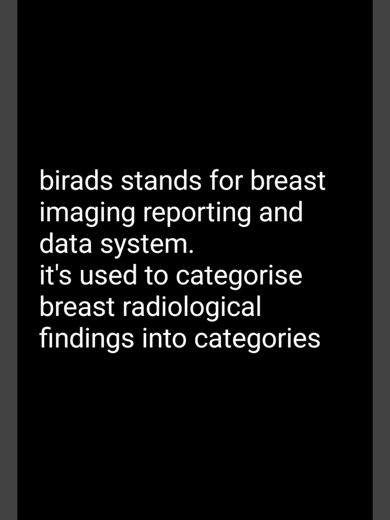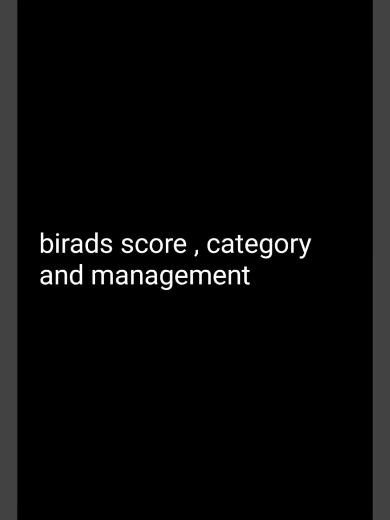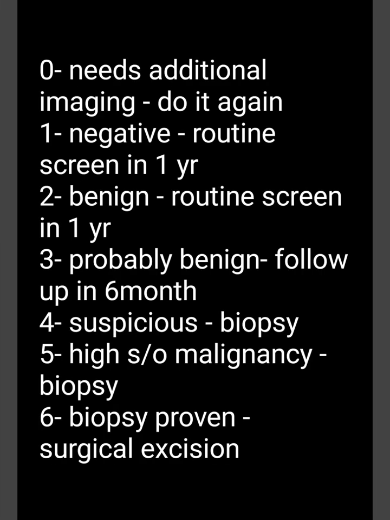What is BIRADS? BIRADS stands for Breast Imaging Reporting and Data System. It's used to categorize breast radiological findings into categories. BIRADS score, category and management. 0: needs additional imaging, do it again. 1: negative, routine screen in 1 year. 2: benign, routine screen in 1 year. 3: probably benign, follow-up in 6 months. 4: suspicious, biopsy. 5: highly suggestive of malignancy, biopsy. 6: biopsy proven, surgical excision.